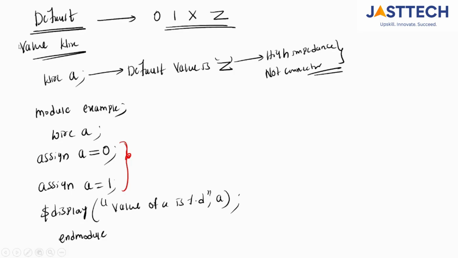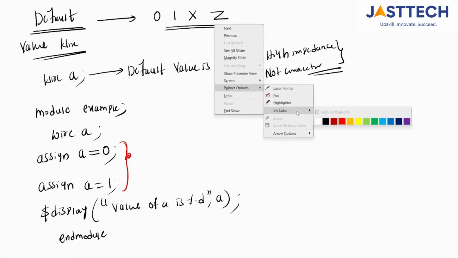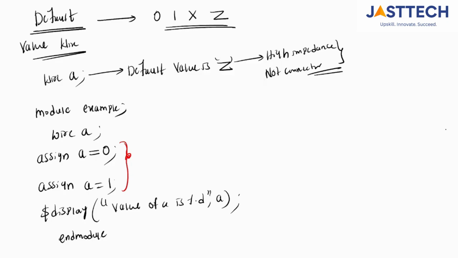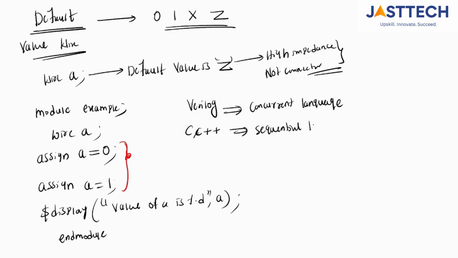In the first class, I told you Verilog is a concurrent language. The difference between a high level language and an HDL is that Verilog is a concurrent language, whereas C or C++ is a sequential language, where every instruction is executed in sequence. In Verilog, both instructions will be executed in parallel.